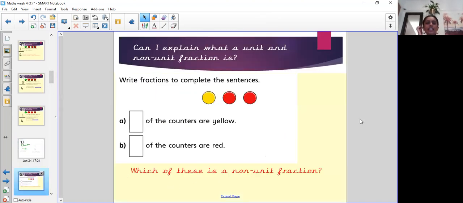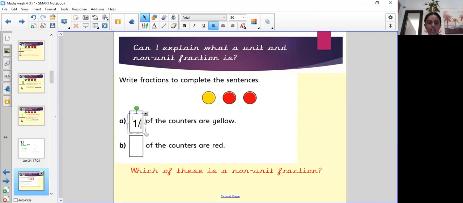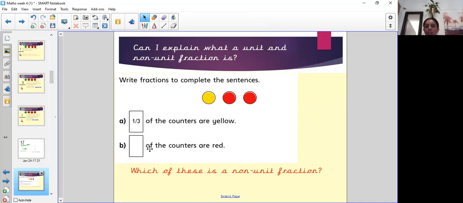So let's have a look here. It says write fractions to complete the sentence. How many of the counters are yellow? So 1 out of 3. What I would write here would be 1 over 3. So 1 out of 3 of the counters are yellow. And how many of the counters are red? So 2 counters out of 3 are red. So 2 out of 3.